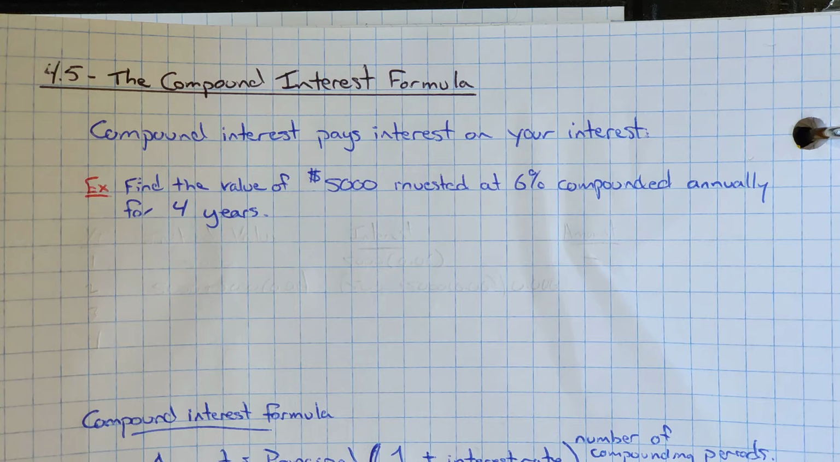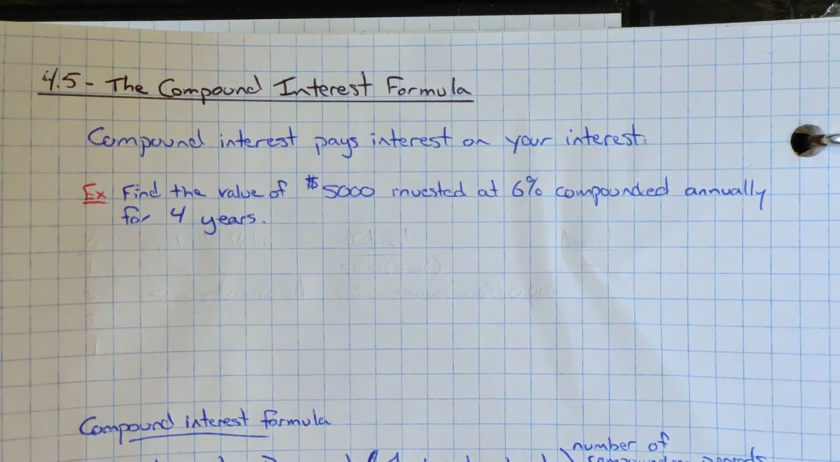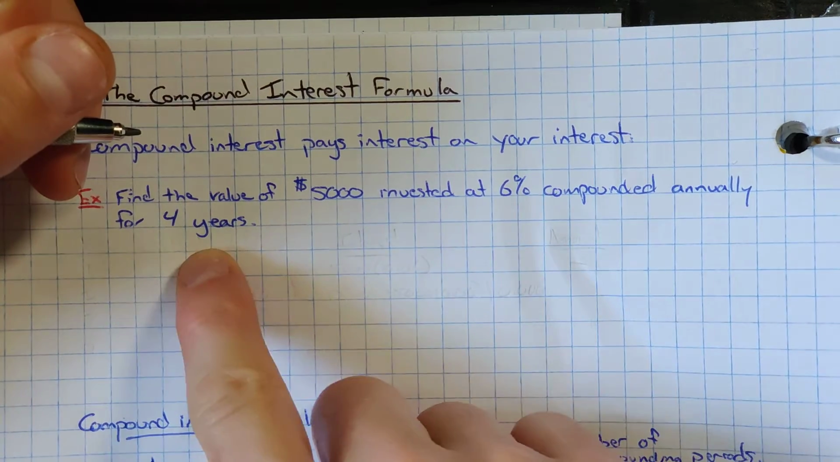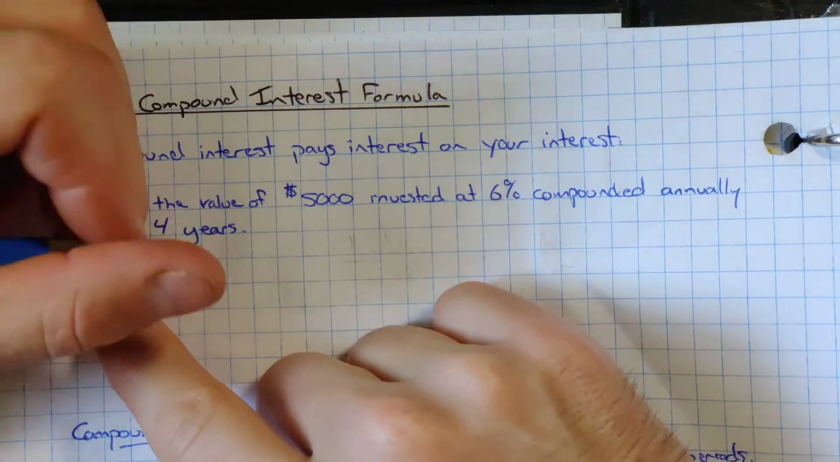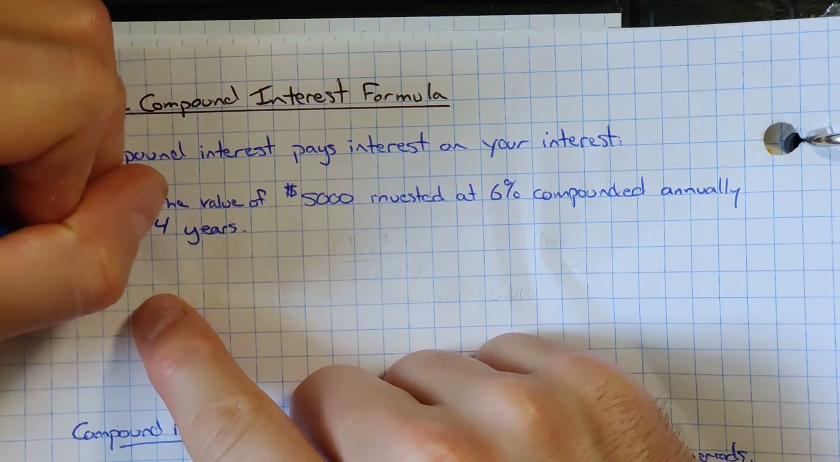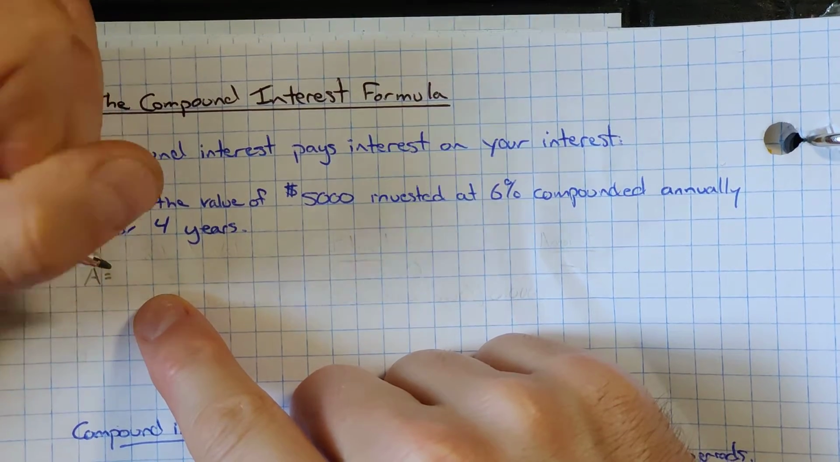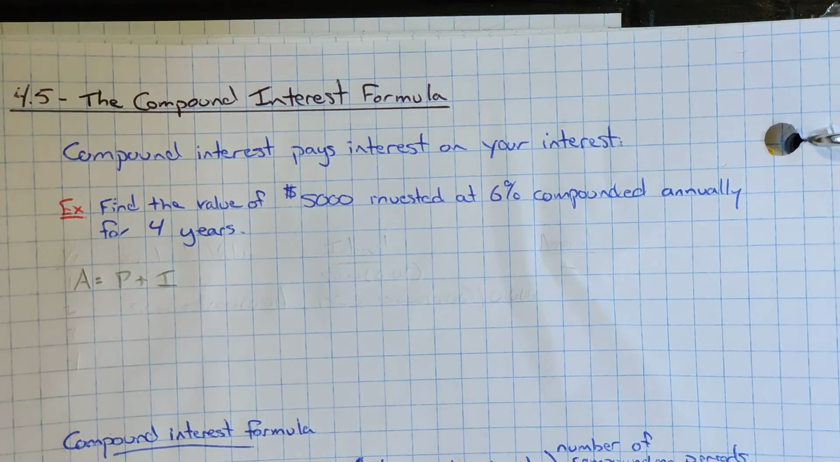And we want to take a look at an example of this. Based on our simple interest, we're going to build this into a compound interest formula. So if we look at our simple interest idea, in this case here, we got a value of $5,000 invested at 6% compounded annually for 4 years. We are going to look at this idea that our amount that we make is the principal plus the interest.